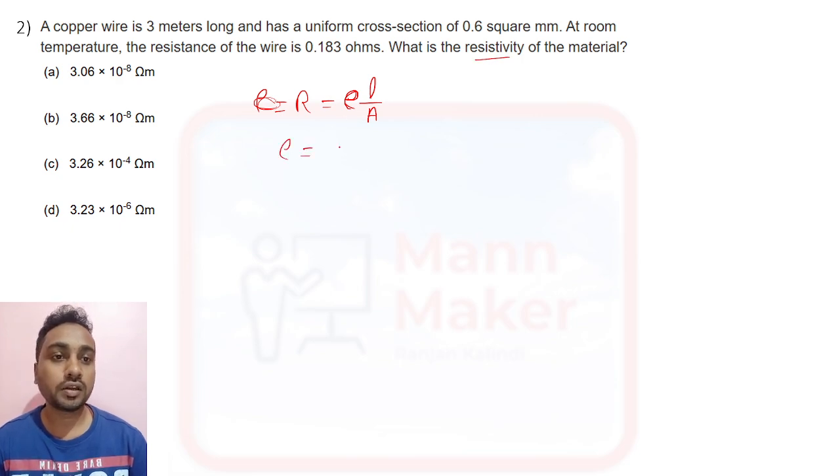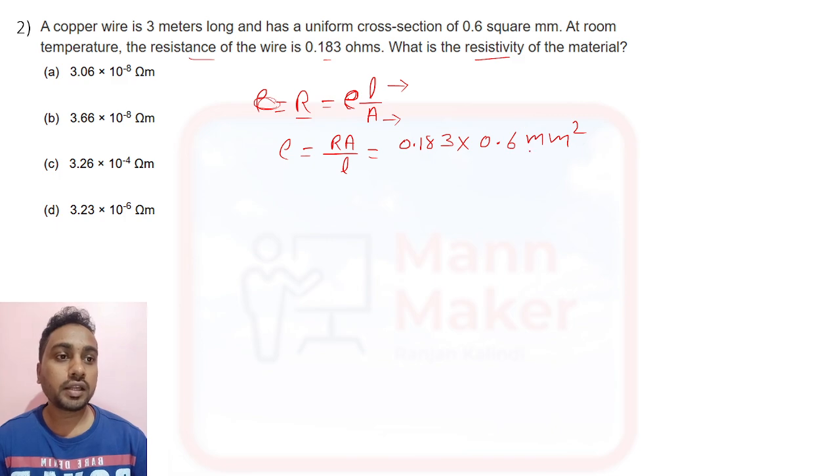So we can write from here rho equal to RA divided by L. Where L is the length of the wire, A is the cross section area, and R is the resistance. We know the value of R. The resistance of the wire is 0.183 ohm, the cross section area is given as 0.6 mm square, and the length is 3 meter.